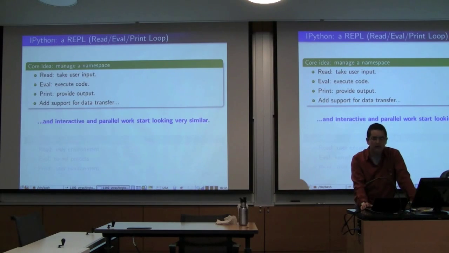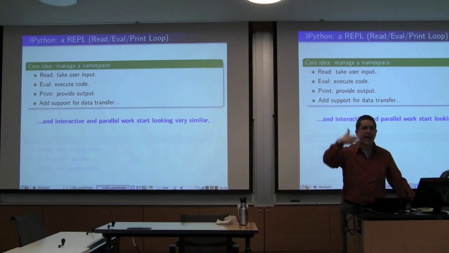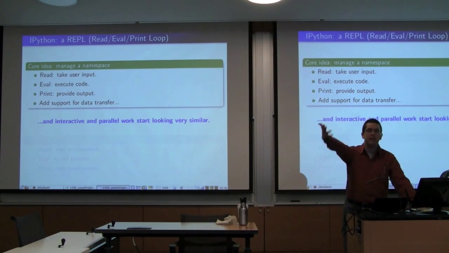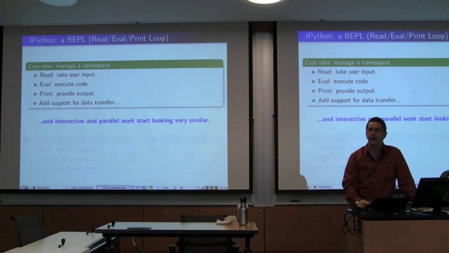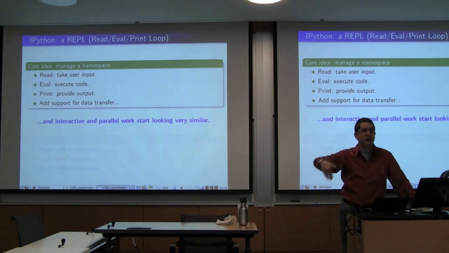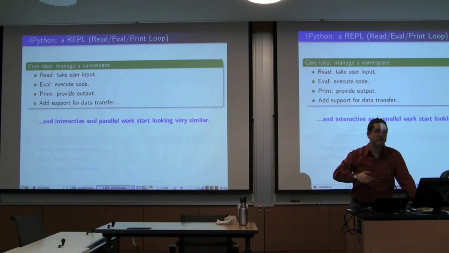And if you add support for data transfer, it turns out that interactive work and parallel computing actually look very, very similar, because they're both things that are trying to manage a namespace. You're trying to give instructions to have something happen in a namespace and have something change in that namespace. If you read MPI code, you can think of it as code that is telling, over there in that namespace, I want this to happen, or I want you to get this piece of information, or I want that piece of information to be sent back to me.